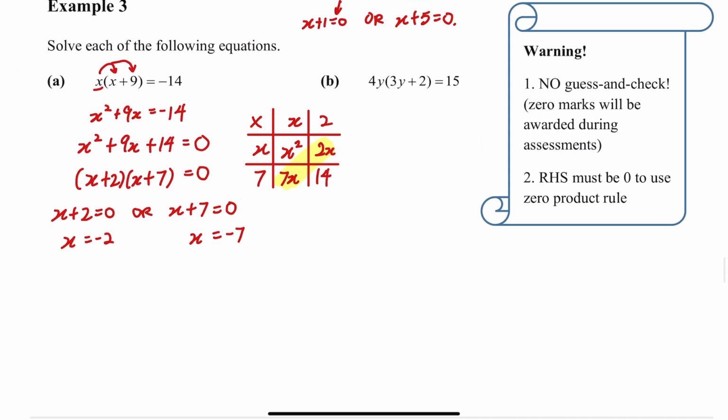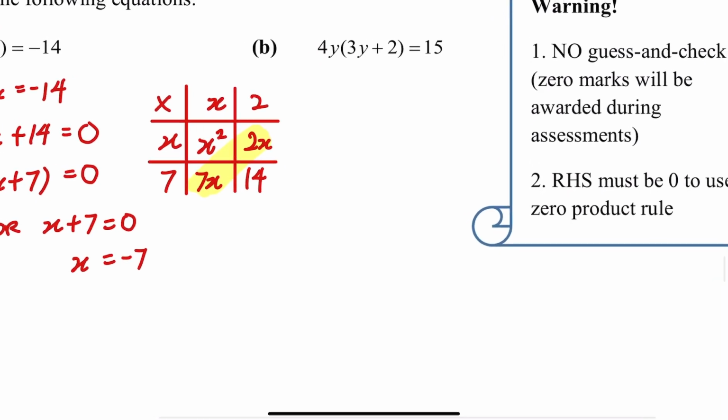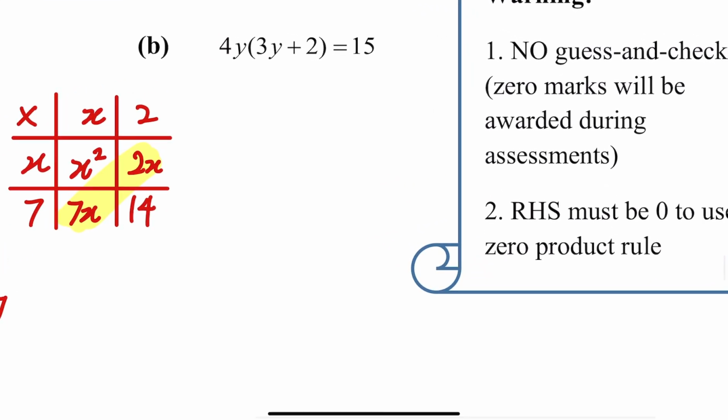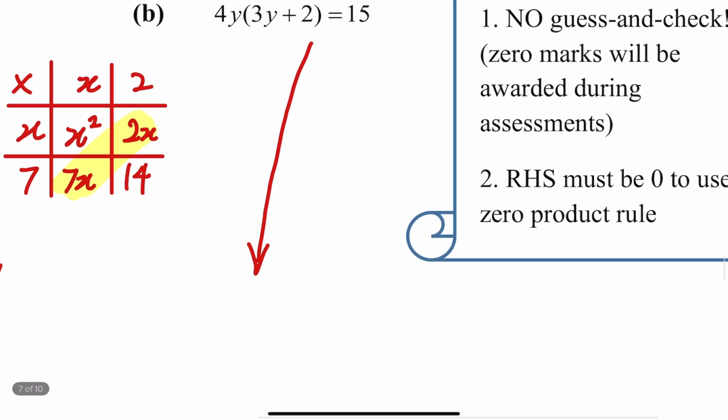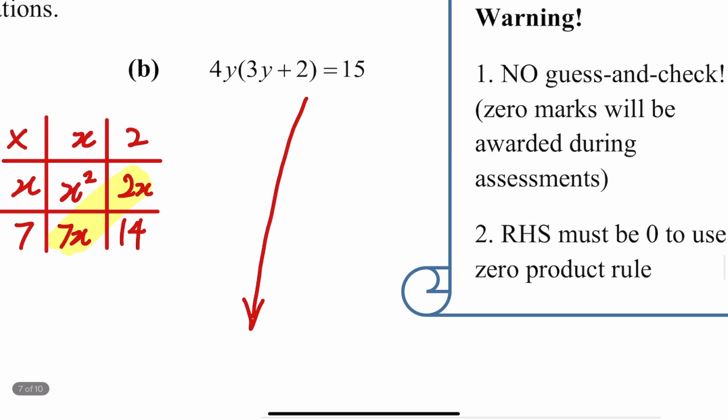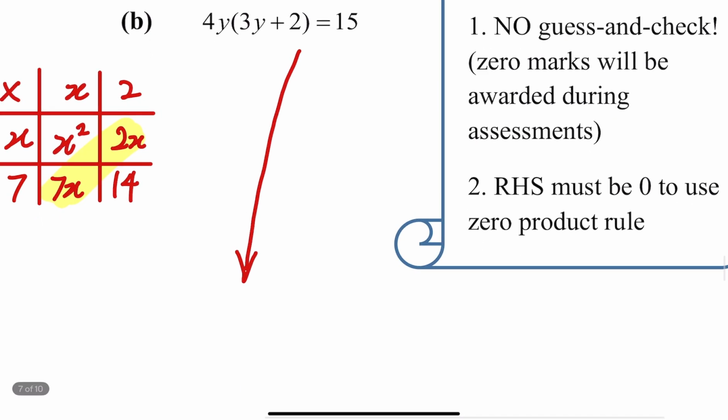Alright, so now let's look at part B. You can pause this video and try this by yourself. Once done, you can continue this video to see how we solve this. The steps are the same as part A. Okay, so over here, I note that the right side is not 0. Cannot apply the zero product rule. My first step is to expand out everything, and make the right side 0. So over here, I'll get 12y squared plus 8y equals to 15.